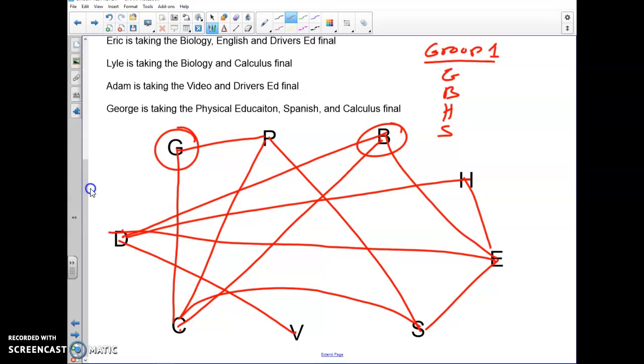V can be in a group with G, can be in a group with B, can be in a group with H, can be in a group with S. So V is good. C can't be in a group with G, and B can't be in a group with D, so don't worry about that. Group 2.